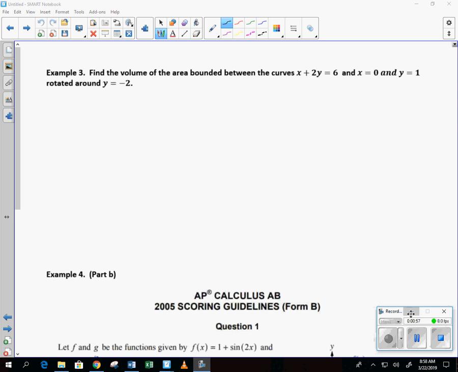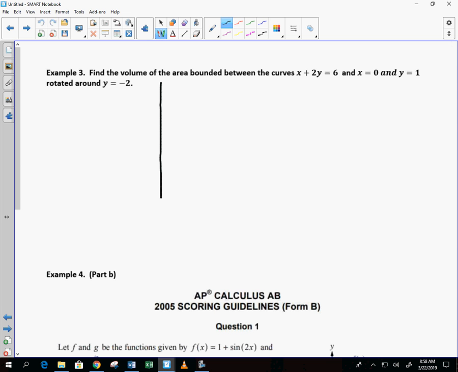All right, here we go. So I'm going to have to take up a lot of space here as I draw this. So x plus 2y equals 6. As I graph this, I'm going to say that this has an x-intercept of 6 and a y-intercept of 3. Would everybody agree with that?